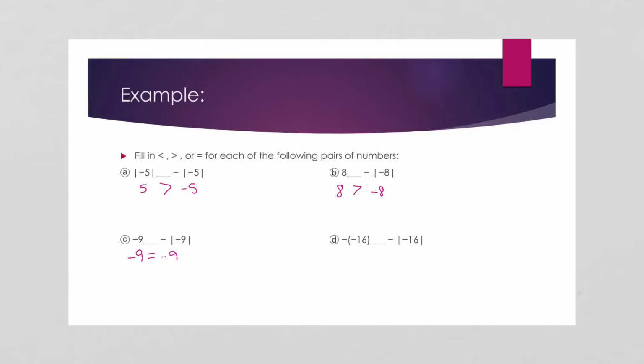Okay, so let's look at part D. Notice this is a parenthesis, not an absolute value bar. So I've got negative times a negative, which is a positive 16. And on the right side, notice how I've got negative 16 on the inside of the absolute value bar, so that's going to be a positive 16 times a negative on the outside, so I'm left with negative 16.